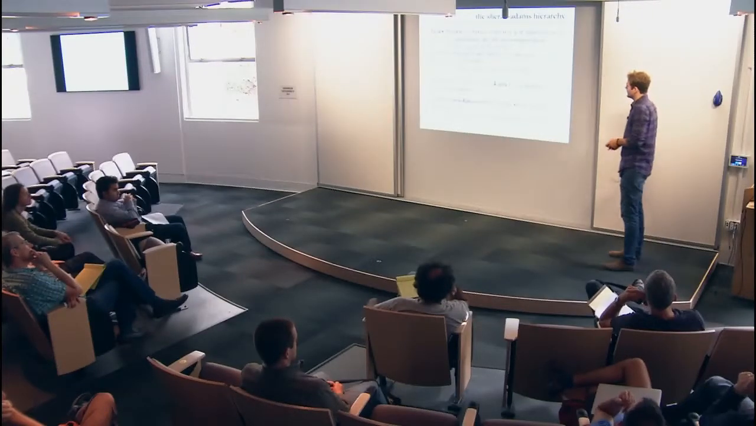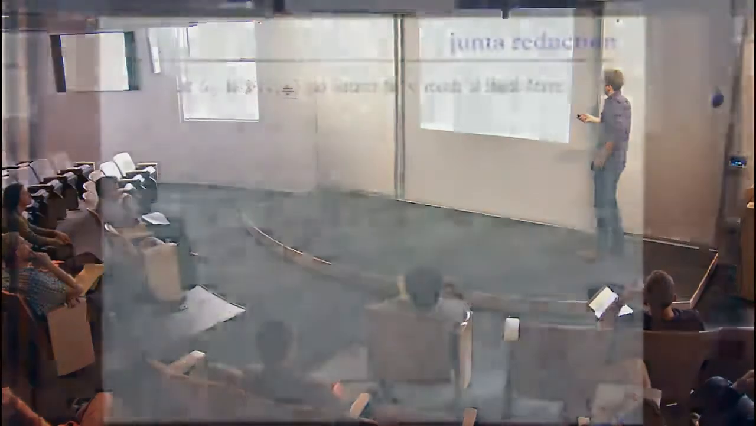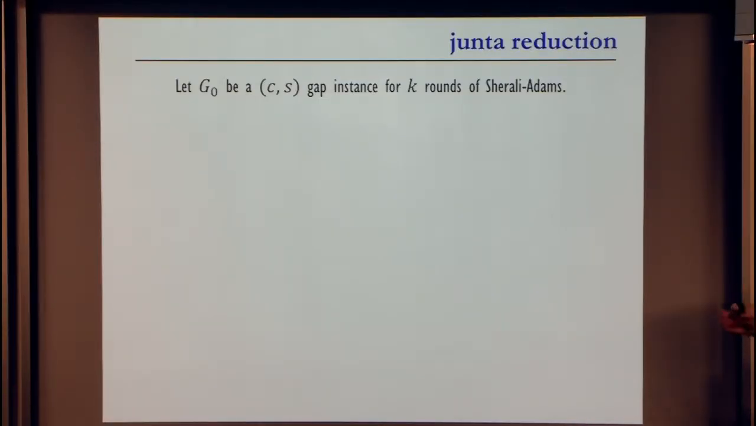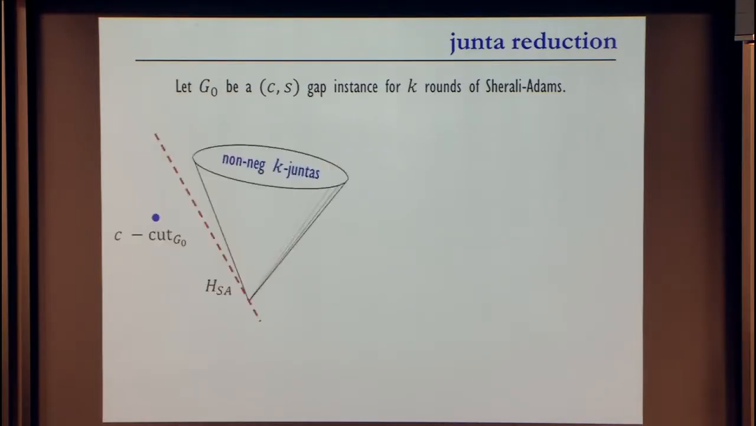Now we want to use a Sherali-Adams gap to prove a gap in general. So let's take G0 to be some gap instance. The optimal value of G0 is at most S, but k rounds of Sherali-Adams thinks that the optimal value is bigger than C. Think about it like this: the graph has max cut about half, but Sherali-Adams claims that the graph has max cut near 1. So what do we know? We know there is a hyperplane separating the function corresponding to G0 from the cone of all the non-negative juntas. This is just what I said on the previous slide.